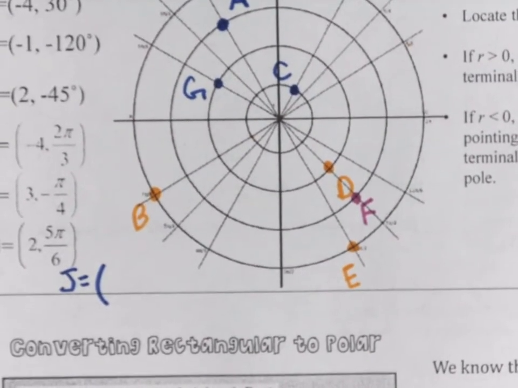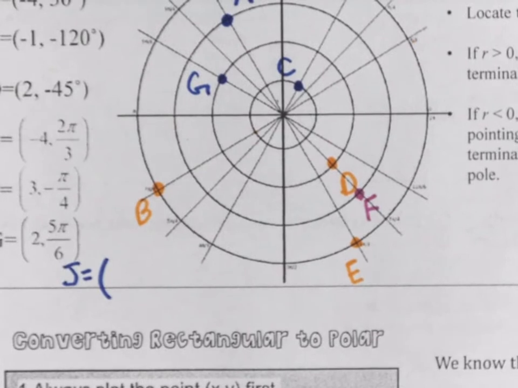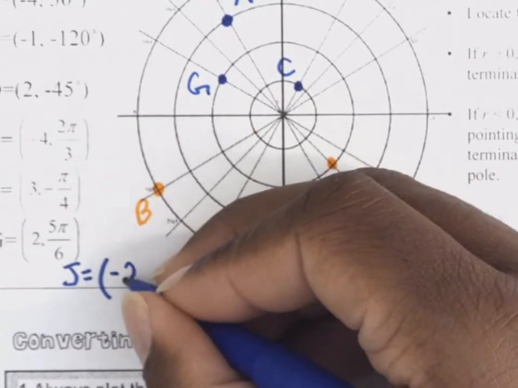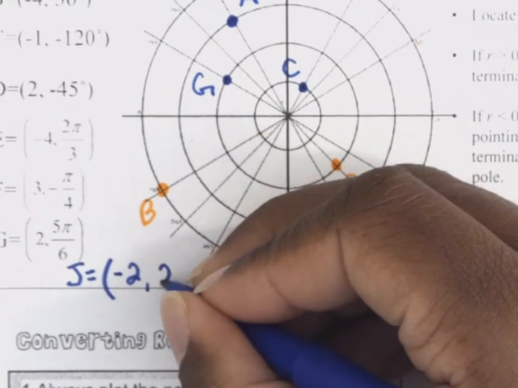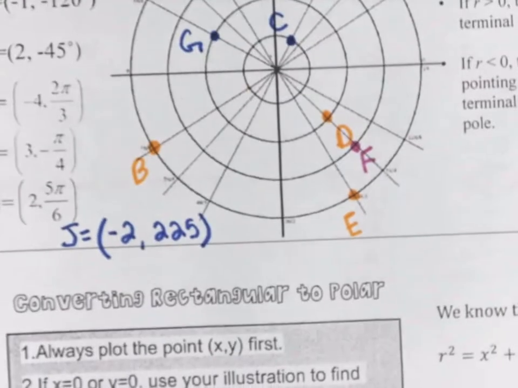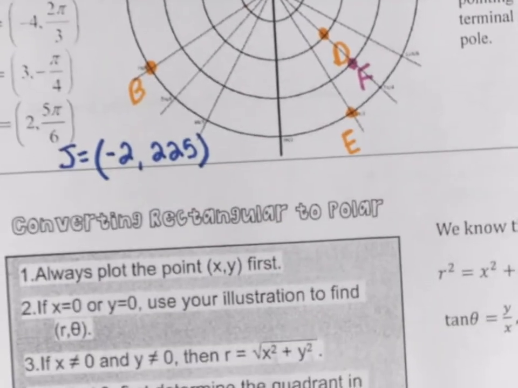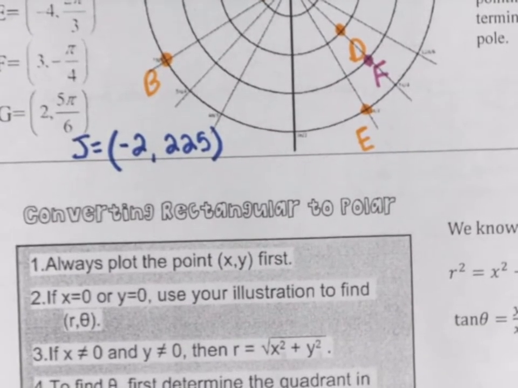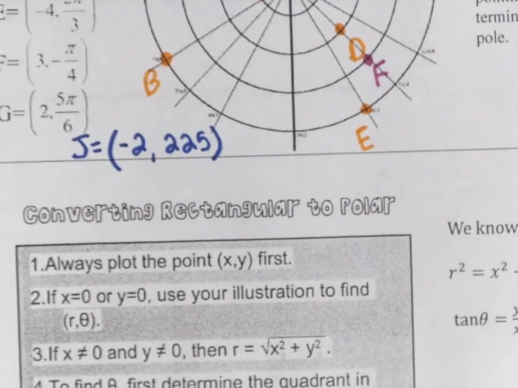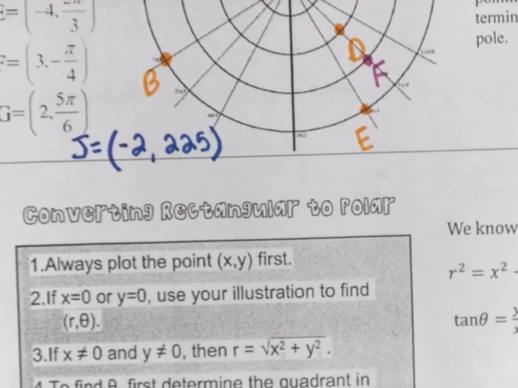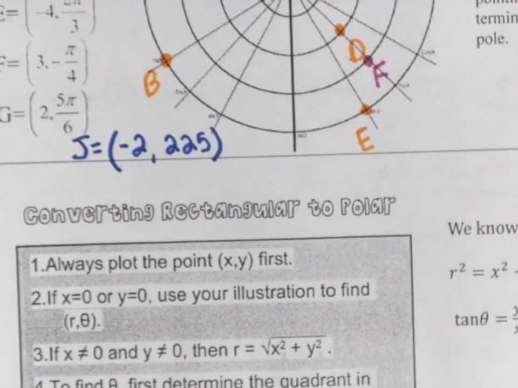All right, so let me see. Let me give you a good one. Give us an easy one. All right, oh, that's easy. Let's graph J. It's 225 on the unit circle. I think it's the 45. Yeah, 180 plus 45.